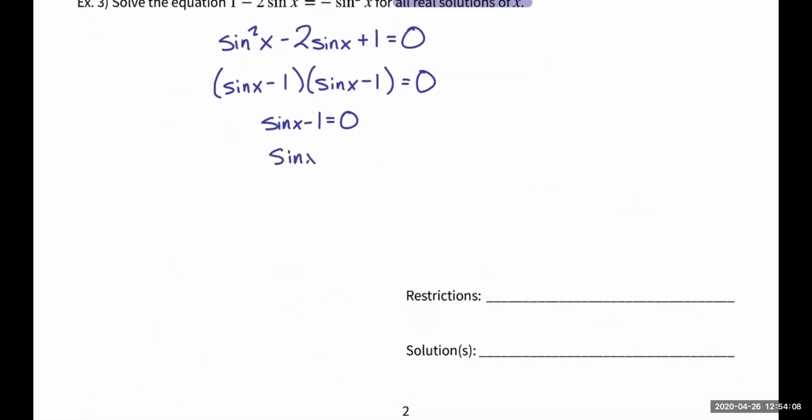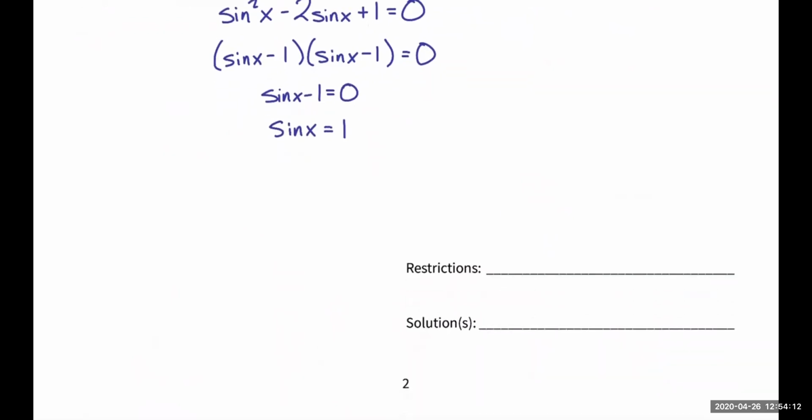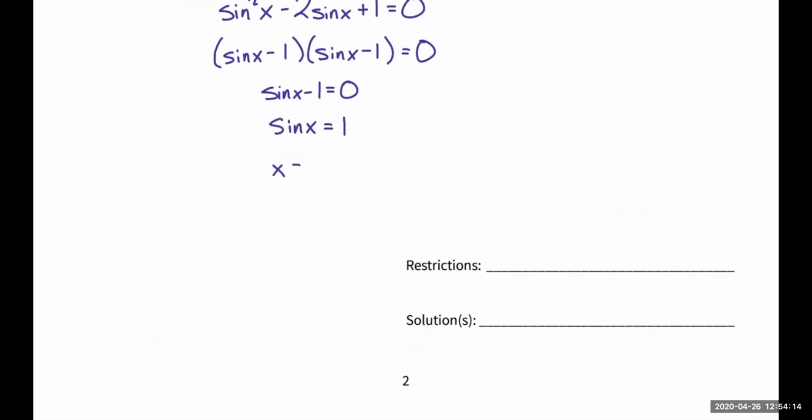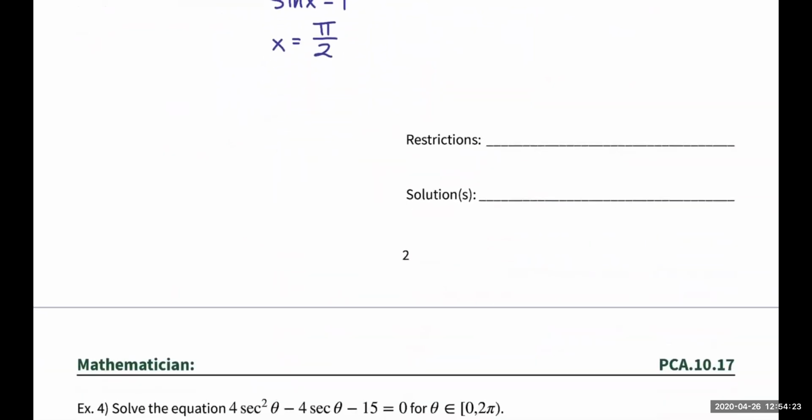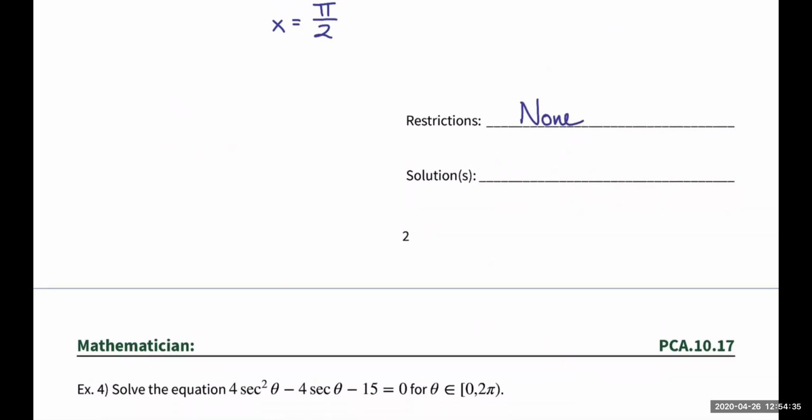So basically we're looking at sine of x is equal to 1. Right? And that is occurring when x is equal to pi over 2. All right, so now we can hop in with our final answers here. Were there any restrictions? No, it was just sine of x, and sine's domain is all real numbers. And in terms of solutions, we wanted all real solutions for x.